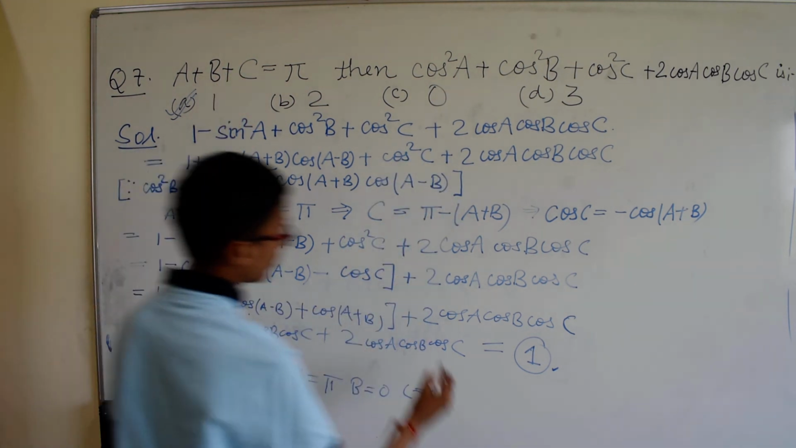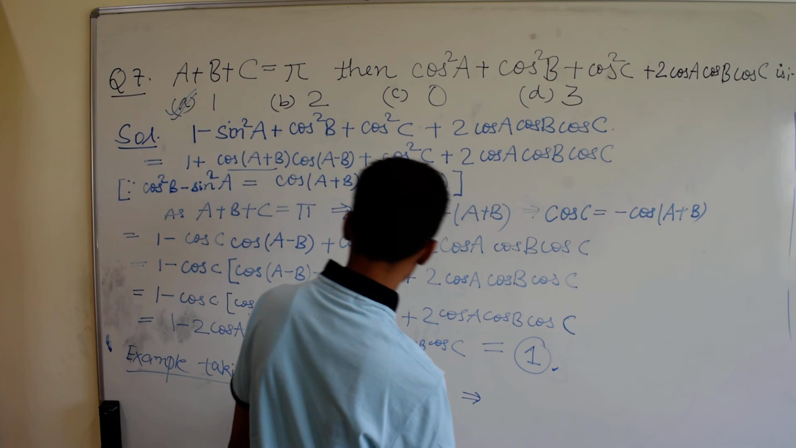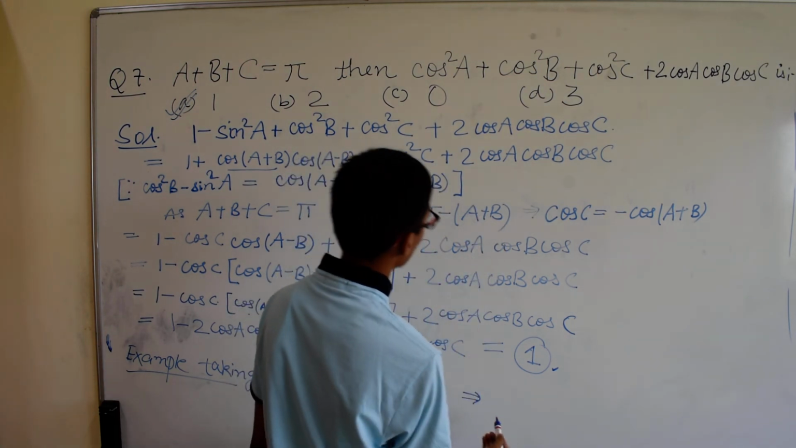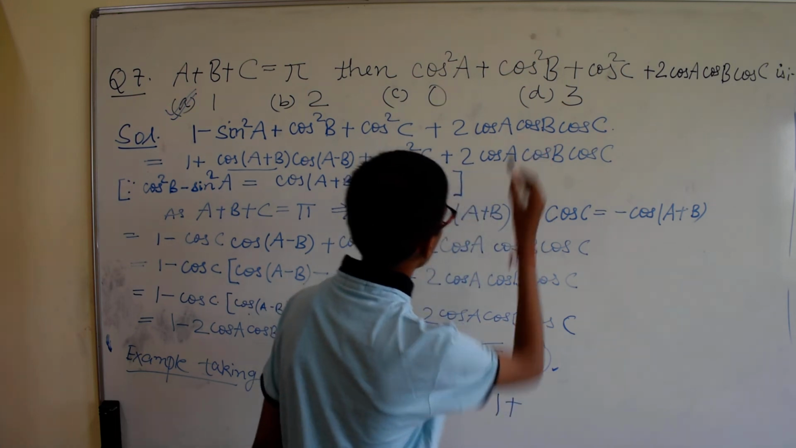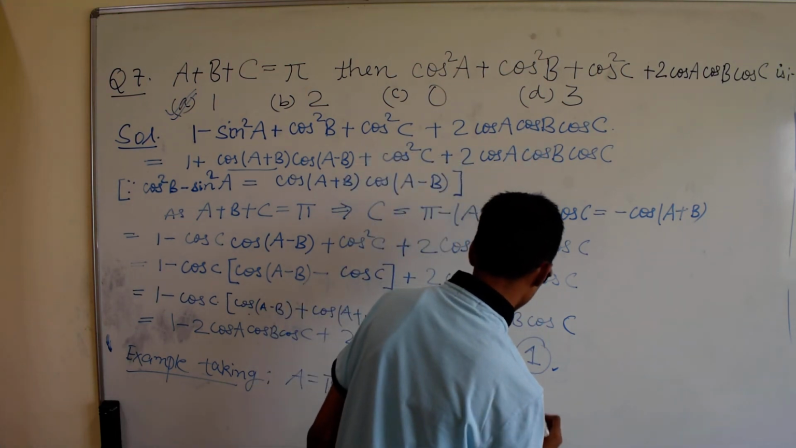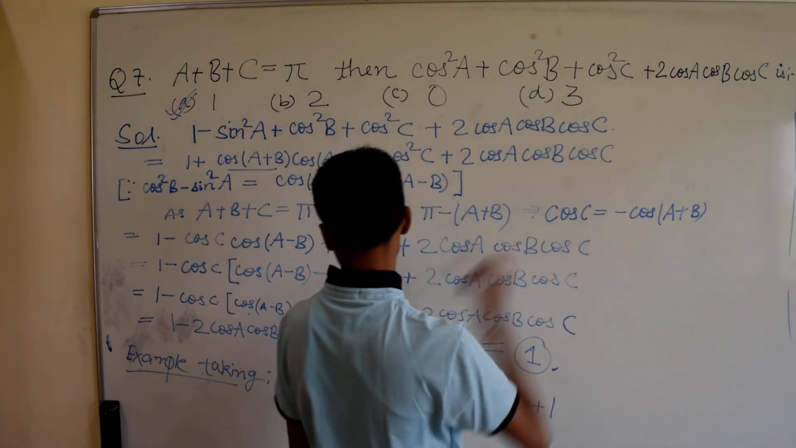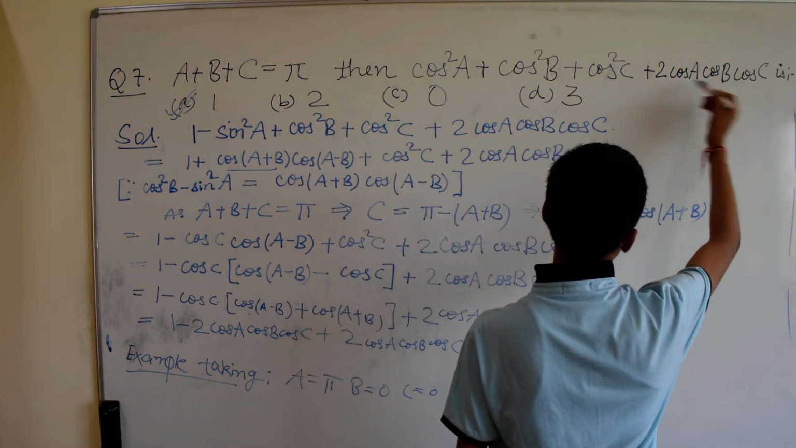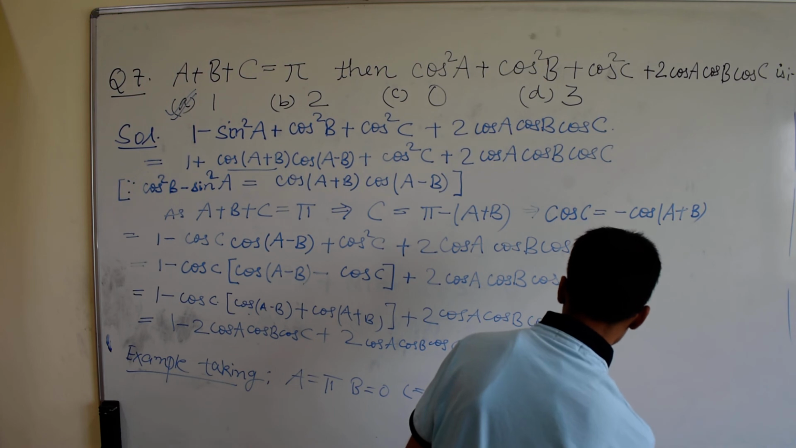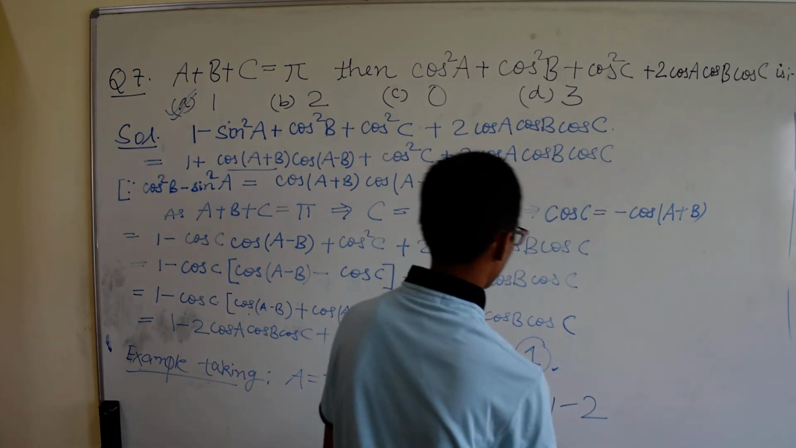So put the values: cos square A, that is cos square pi, cos pi is minus 1, and minus 1 squared is 1. Cos square B is 1, cos square C is 1. Cos A will be minus 1, cos B is 1, cos C is 1, so it will be minus 1 into 2, which is minus 2. 1 plus 1 minus 2, simply 1.